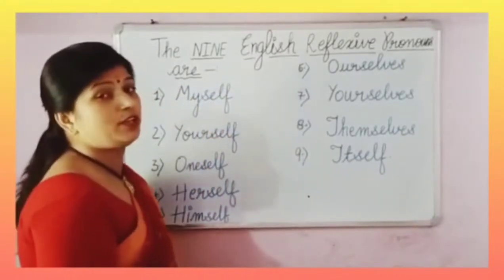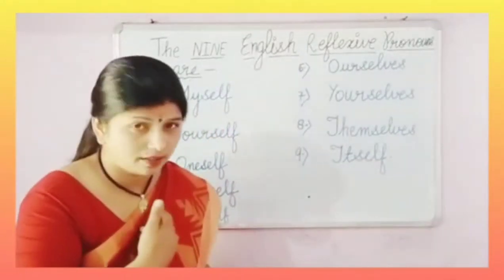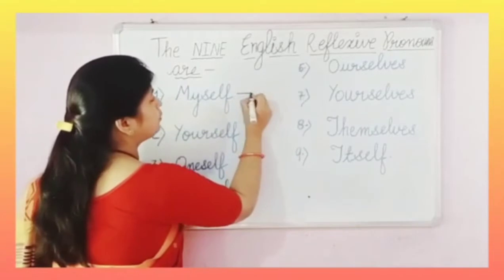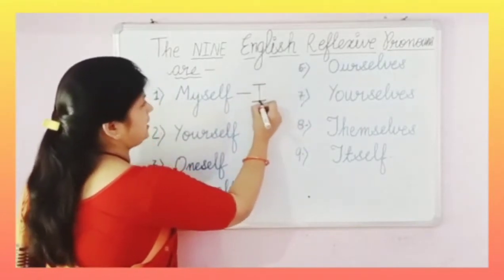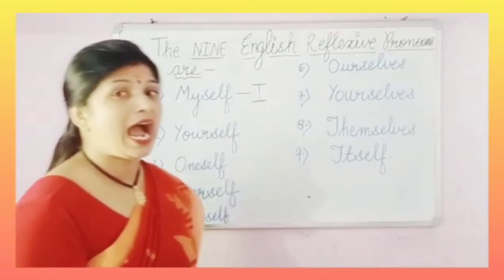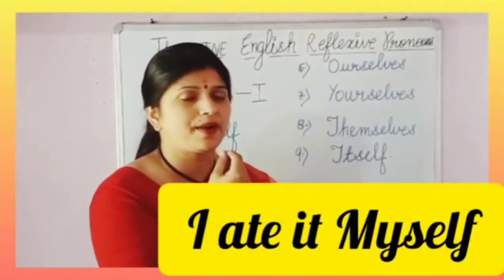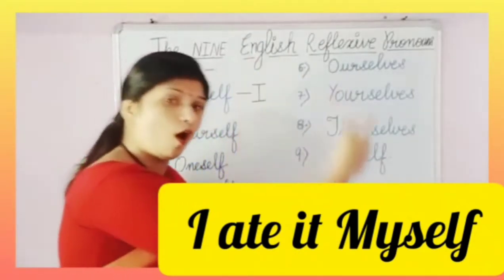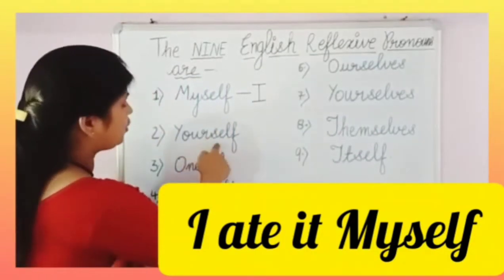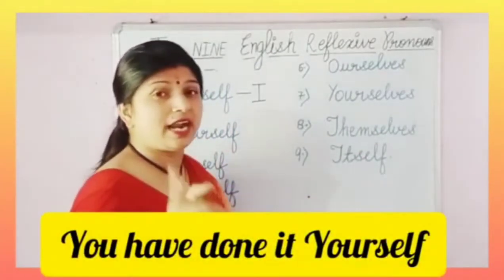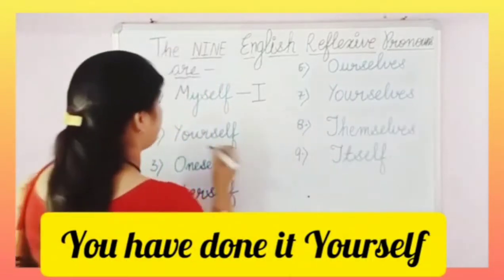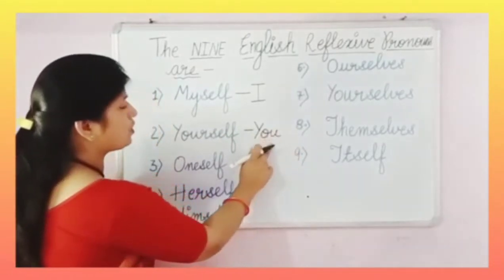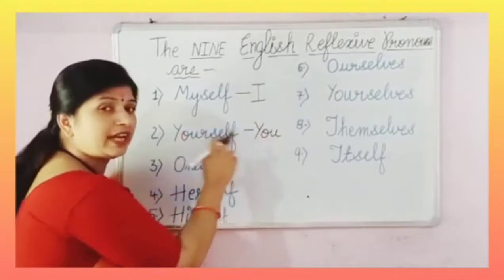So, let me give you a few examples. Myself. Where will we use myself? When you are talking about yourself. Jab aap apne baare mein baat kar rahe ho, tab myself aap use karoge when you are talking about I. Like many times we say, I ate it myself, मैंने अपने आप खाया. So I will come in the subject place and this myself will come in the object place. Okay, now yourself: you have done it yourself, तुमने अपने आप करा. Yourself comes when you is there. You have done this yourself.